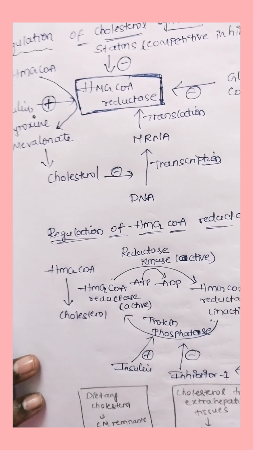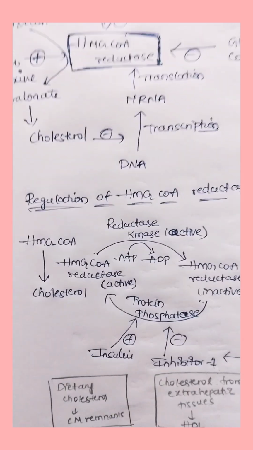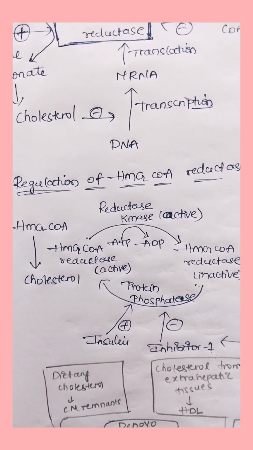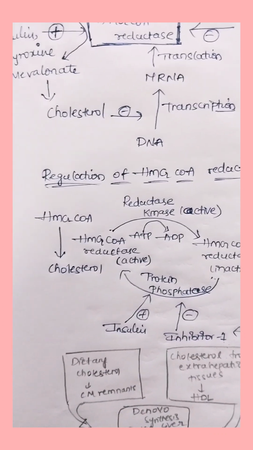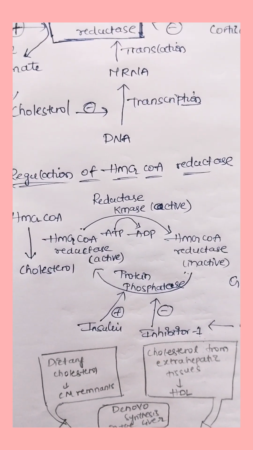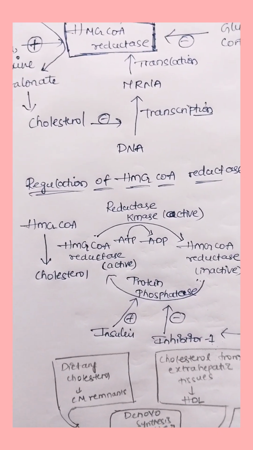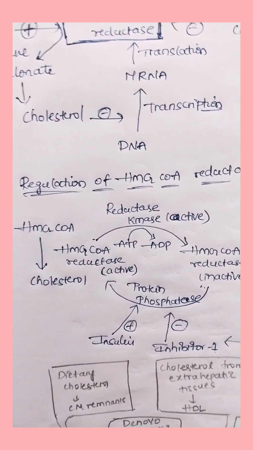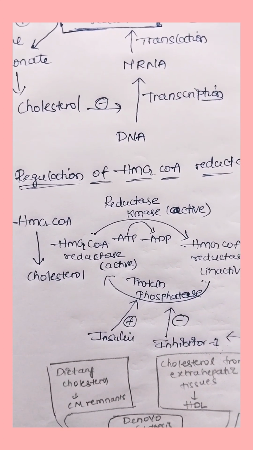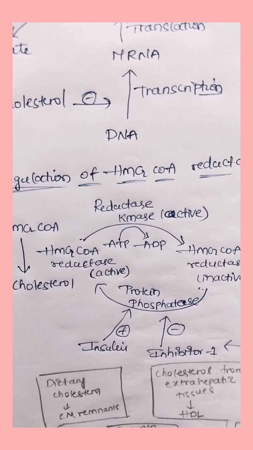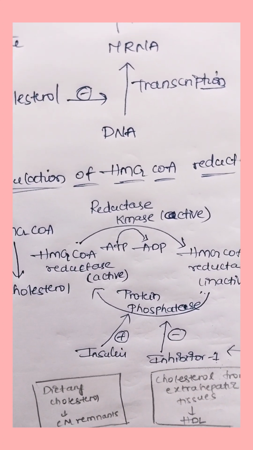Okay, and then how do we regulate HMG-CoA reductase? By means of covalent modification, we have to remember this. As you read the enzymes chapter, there we will study about covalent modification. Covalent modification plays a key role. So HMG-CoA is converted to cholesterol in the presence of HMG-CoA reductase, which is a rate limiting enzyme, and it is active in the dephosphorylated form.